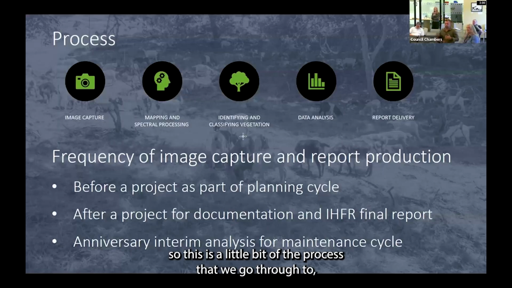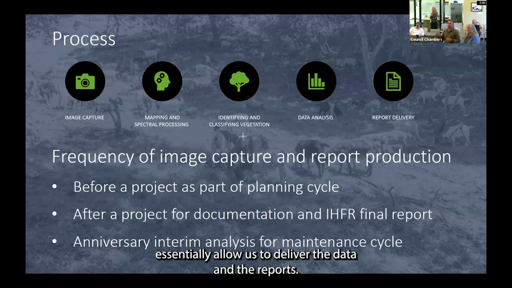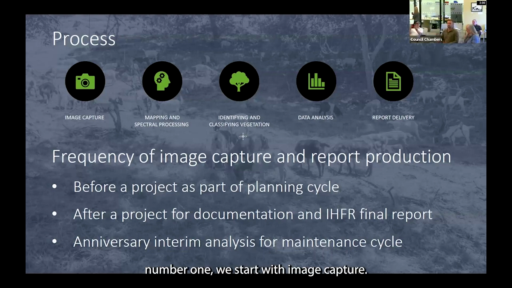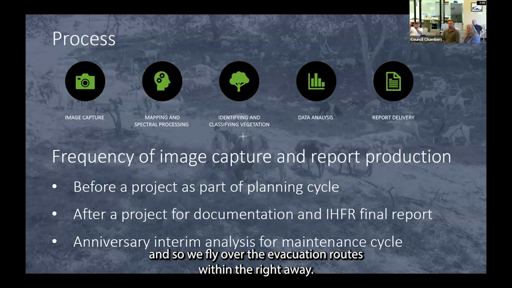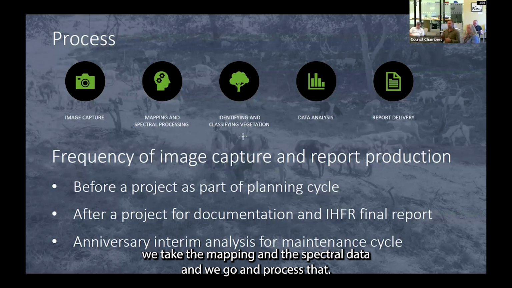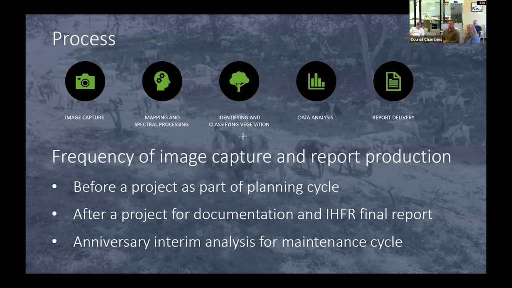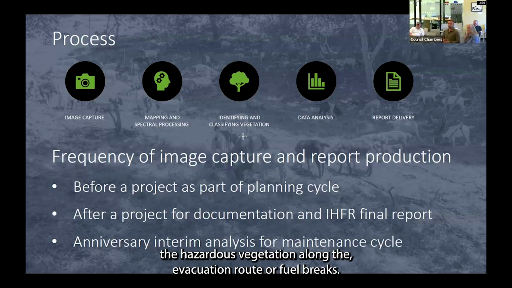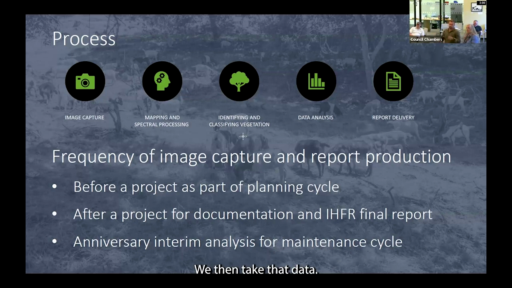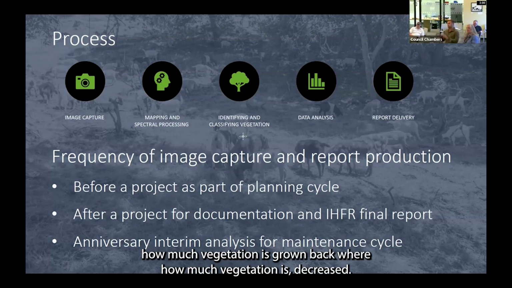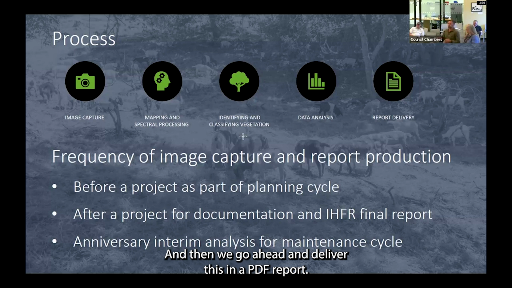We also utilize spectral imaging as well as LiDAR data. So this is a little bit of the process that we go through to essentially allow us to deliver the data and the reports. Number one, we start with image capture. And so we fly over the evacuation routes within the right of way. We take the mapping and the spectral data and we process that, which then allows us to identify and classify the hazardous vegetation along the evacuation route or fuel breaks. We then take that data and analyze it. And this is where we're analyzing volume, acreage, how much vegetation has grown back or how much vegetation has decreased. And then we deliver this in a PDF report.